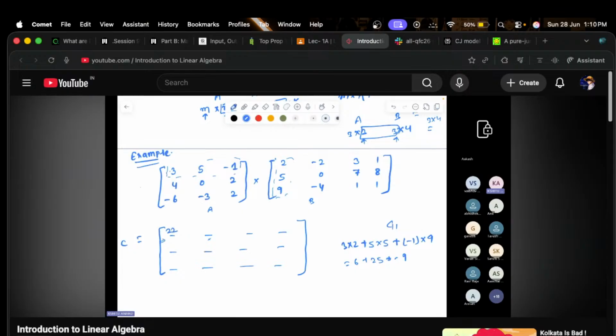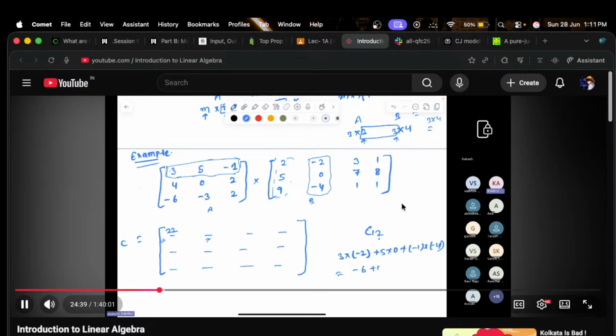Now, let's talk about this particular element, okay? I will be repeating this exercise, so please see how we are doing, okay? So this element is nothing but C12, right? So how do we get C12? By multiplying first row of this matrix, right? With second column of second matrix. So this is the second column, right? So it will be 3 into minus 2. If you see, 5 into 0 plus minus 1 into minus 4. So it will be minus 6 plus 0 plus 4. So it will be minus 2.